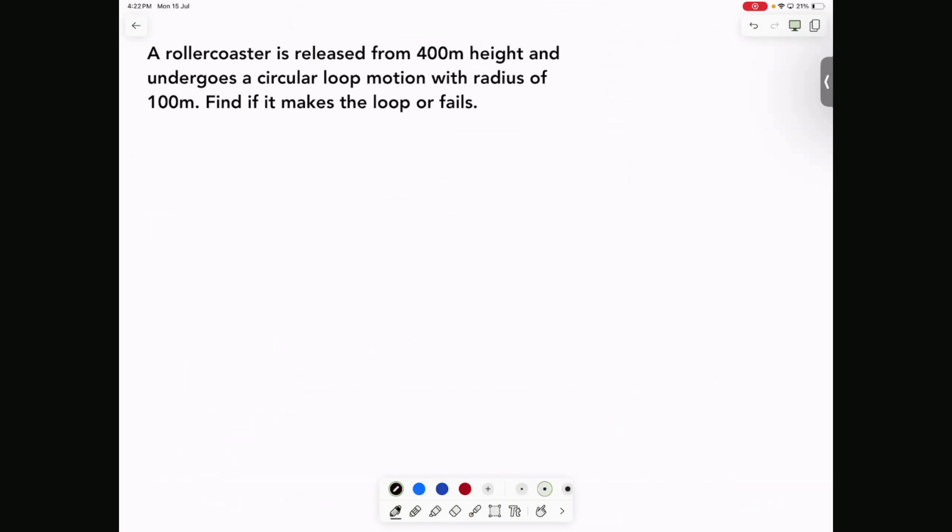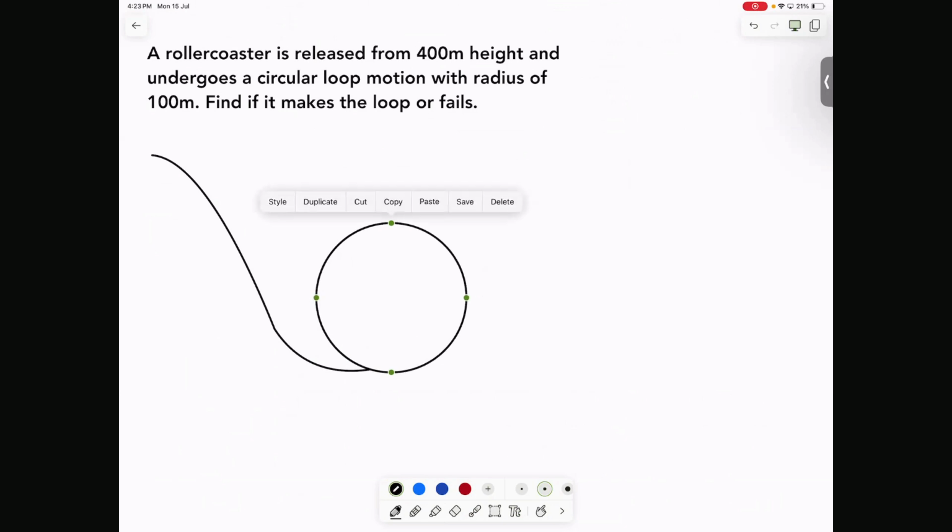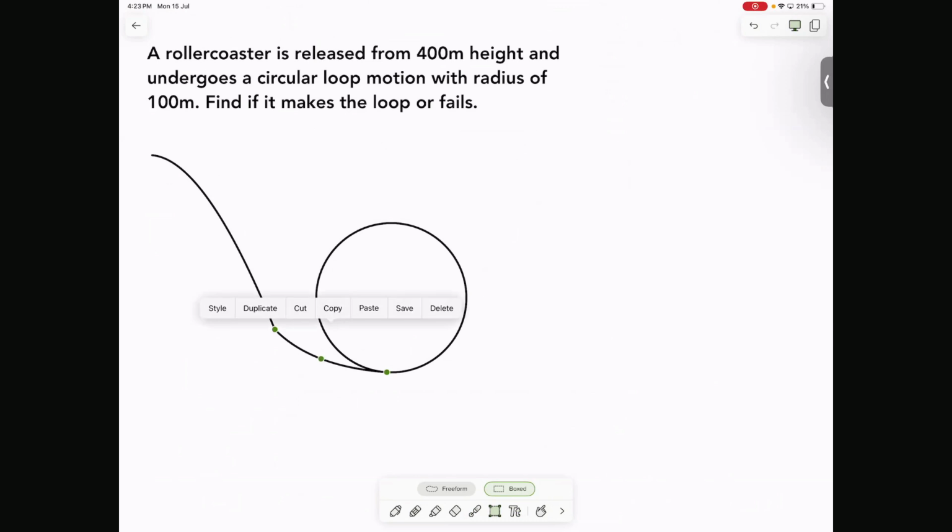So let me explain what the scenario is. You have a roller coaster that starts from 400-meter height. You'll find that roller coasters, when they start, have to be raised to a height. There's a machine that takes them to the top, and that makes them gain what energy? GP, and then they're released, and the GP becomes K. So it goes to the top, 400 meters up, and then it comes down here, and as it reaches the bottom, it enters a loop. That's the circle that we're looking for. So what you need to figure out is, does it make the loop or does it fall?